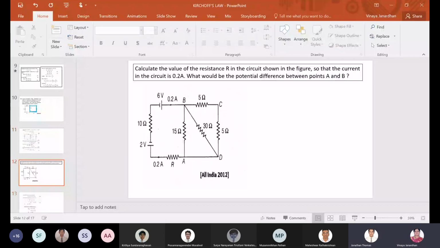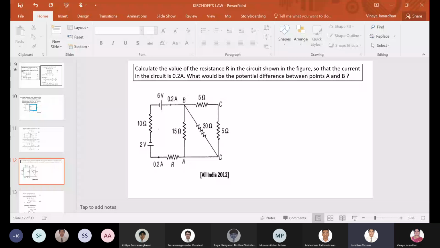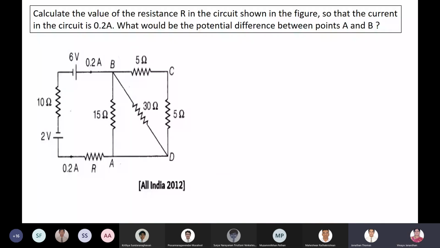Ma'am, if there were any batteries in that path, would that affect the potential difference? Battery doesn't make a difference, boys. It's only the resistor which makes a difference.